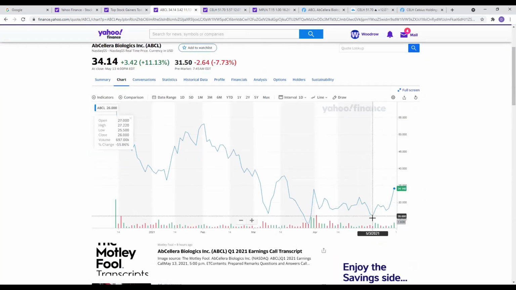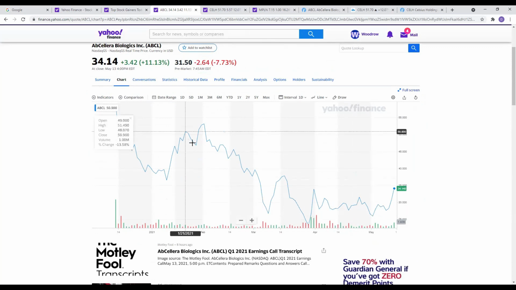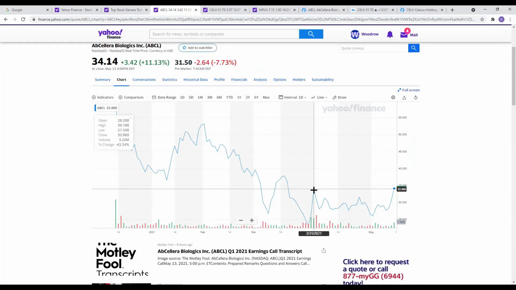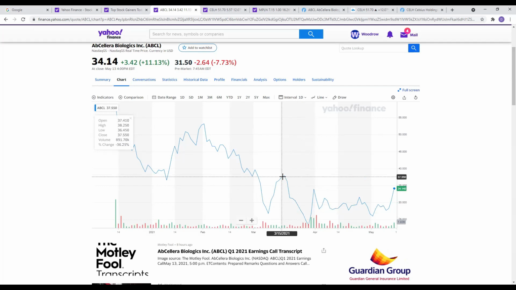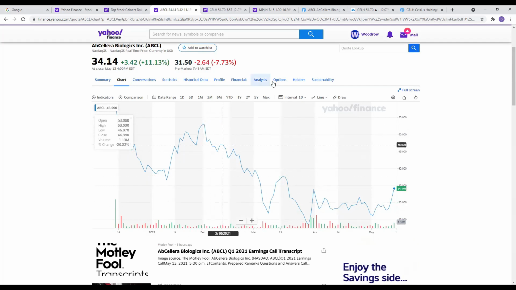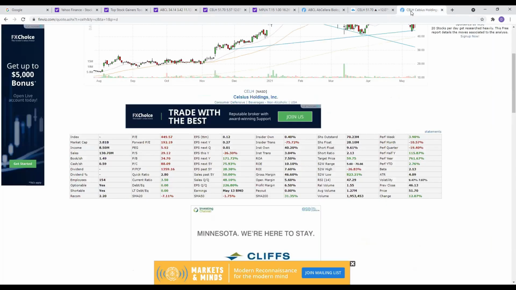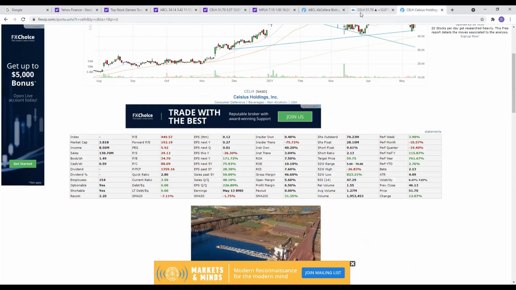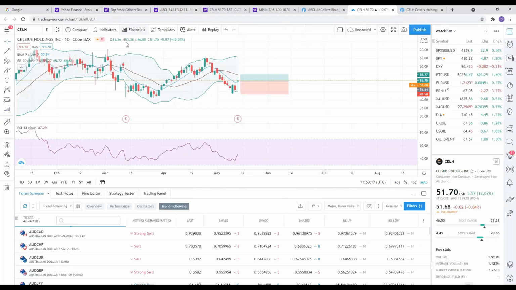So this was an area of support. This was a potential area of support. Well, this is the first level of resistance. We can see the stock reach a level of resistance. The next level of resistance should be here, and then the next major level of resistance should be here. So let's go to TradingView.